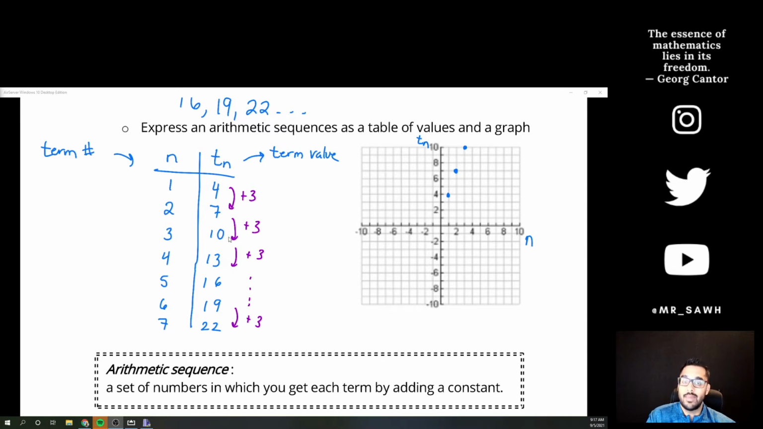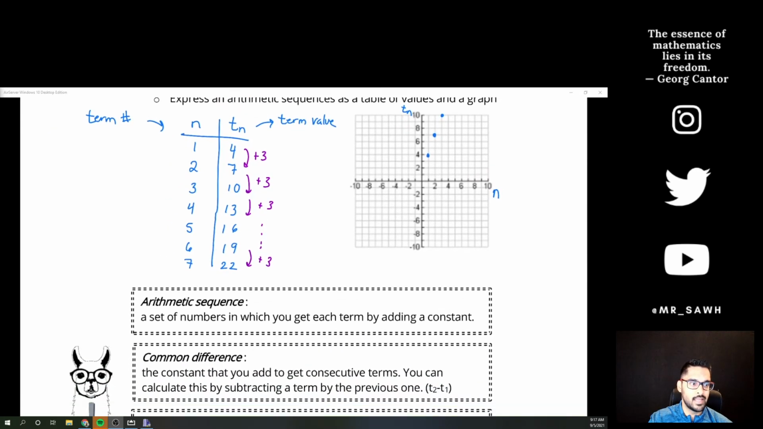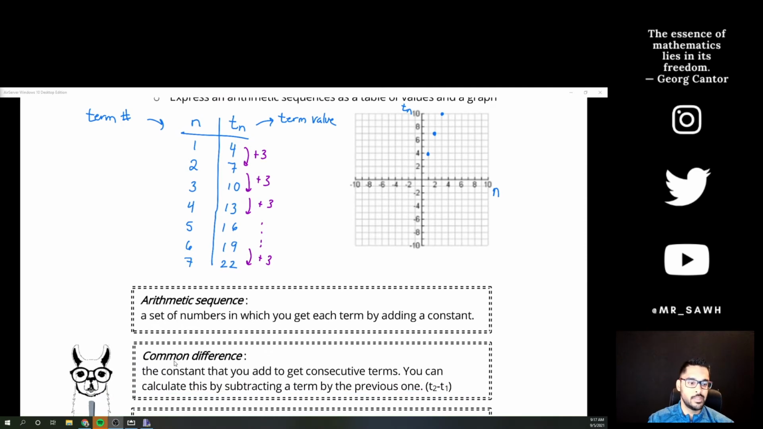I don't have to keep adding that constant. We can logic our way through this, and we can come up with any number we want. That number that you keep adding, that constant, is called your common difference. It's the constant you add to get consecutive terms. And if you aren't explicitly told what it is, you can calculate it by subtracting a term with the previous one.